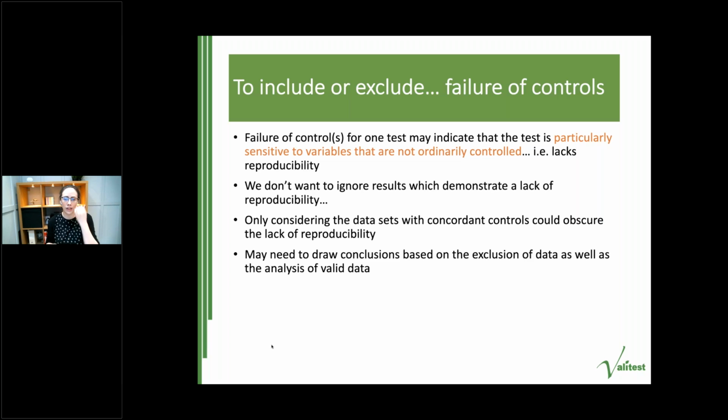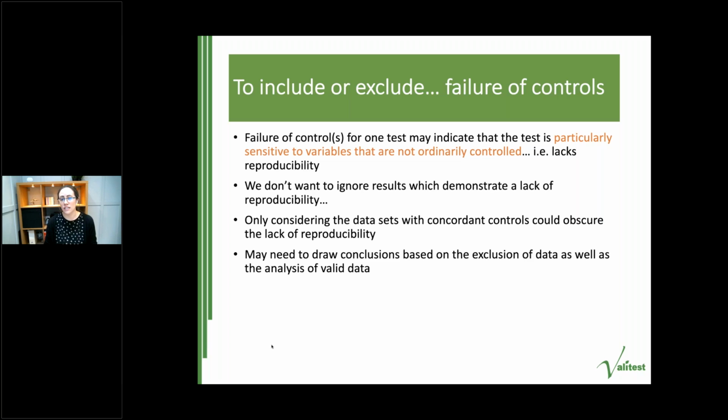We try and control things which are going to cause that test to fail in some labs and not others, but there might be variables which we're not controlling. That's just another way of saying that that test lacks reproducibility. It's sensitive to things which we're not controlling. So when we try to reproduce the test in another lab, then it sometimes fails. Obviously, we don't want to ignore results which demonstrate a lack of reproducibility. We want to know how reproducible the test is, so we don't want to just exclude those results.